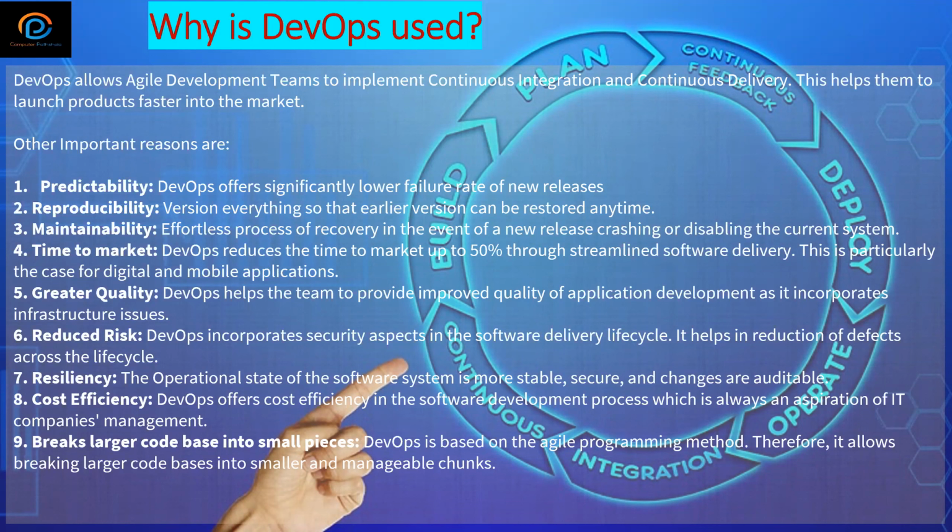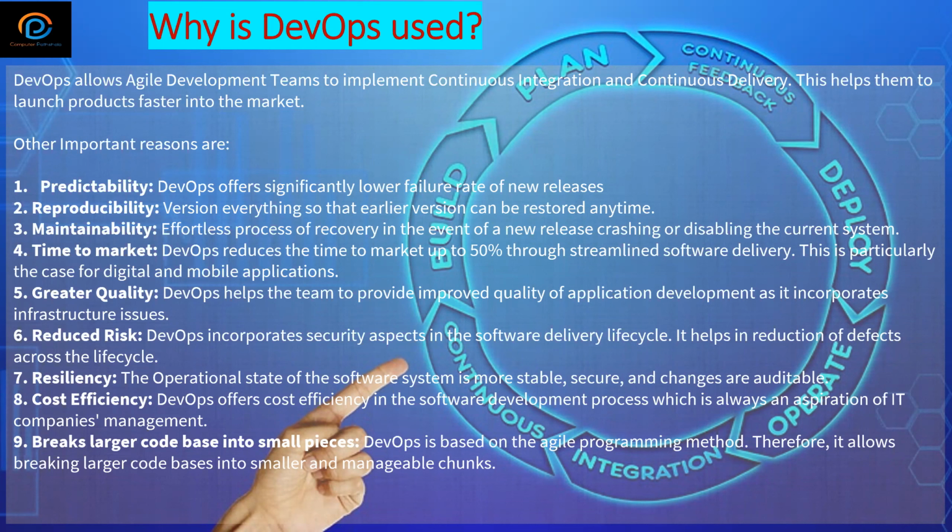As I mentioned earlier, in manual deployment there was a lot of chance of human error. With DevOps, as everything becomes automated, it reduces the chances of making any error. Apart from predictability, the second factor is reproducibility. With DevOps, you can reproduce the same thing: you can use the version, everything, the code that you used earlier, anytime.